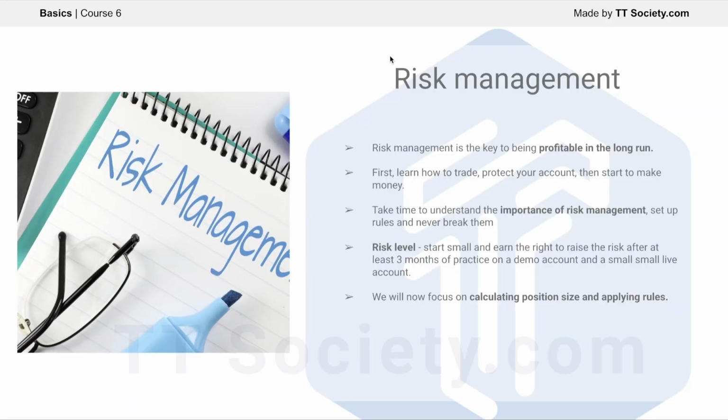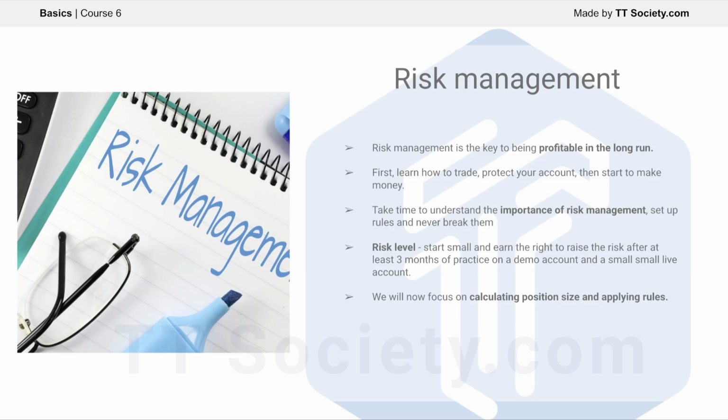Risk management is the key to being profitable in the long run. There is no other thing. Risk management is crucial. First, learn how to trade, protect your account, and then start thinking about making money. Take time to understand the importance of risk management. Set up rules and never break them. The risk level, start small and earn the right to raise your risk.